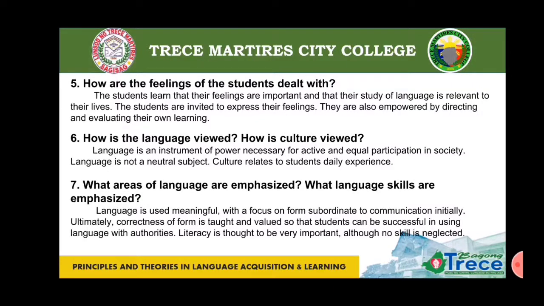So for the seventh, what areas of language are emphasized? What language skills are emphasized? Language is used meaningfully, with a focus on form subordinate to communication initially. Ultimately, correctness of form is taught and valued so that students can be successful in using language with authorities. Literacy is taught to be very important. Also, no skill is neglected.